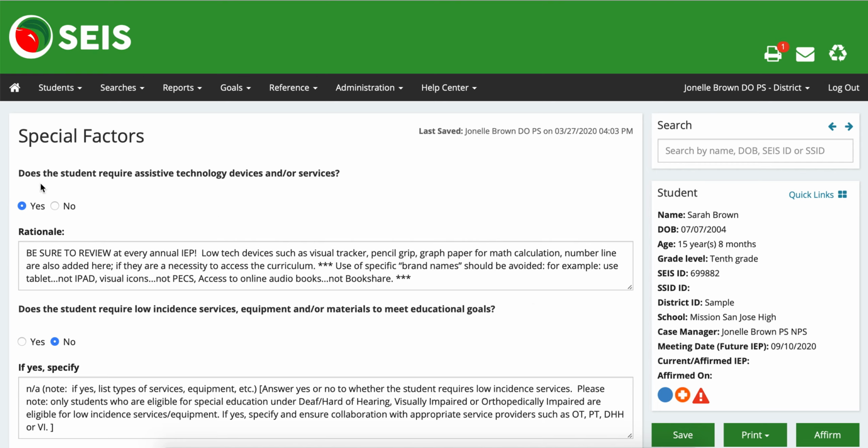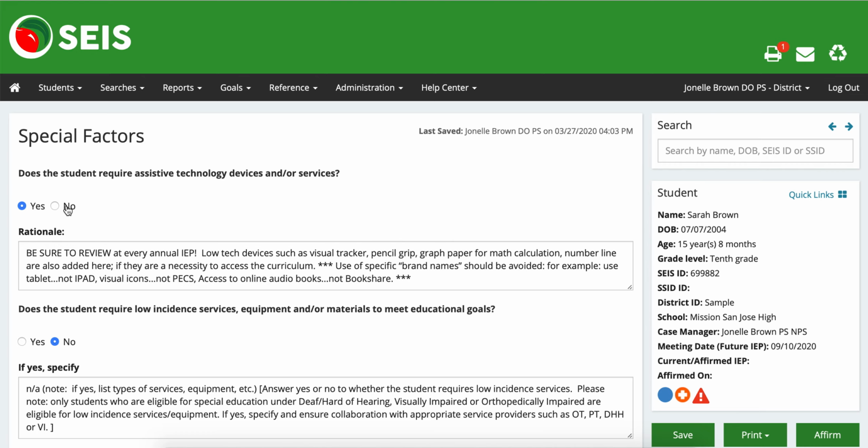The first question asks, does the student require assistive technology devices and/or services? So you either want to mark yes or no, but make sure that you as a whole IEP team are actually discussing whether or not the student needs these devices or services. You want to consider both high-tech and low-tech devices, including but not limited to visual icons, visual schedules, tablets, alternative communication systems, as appropriate for each individual student.